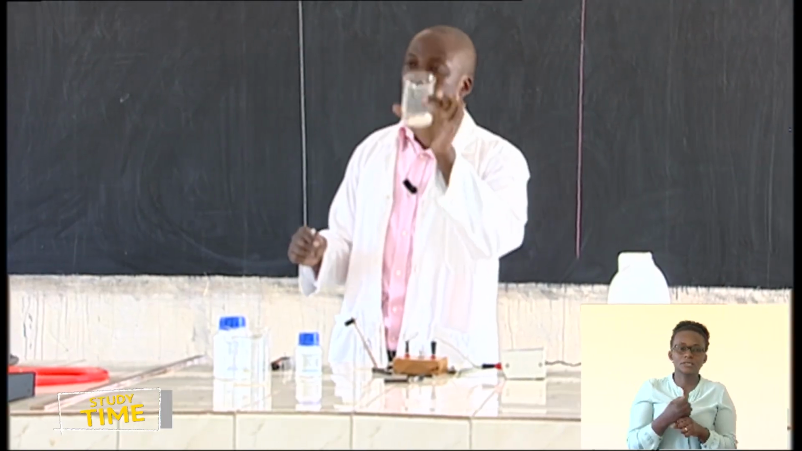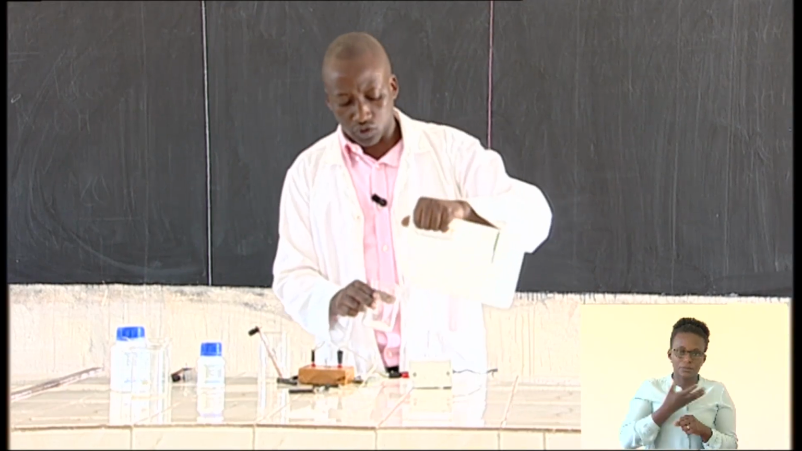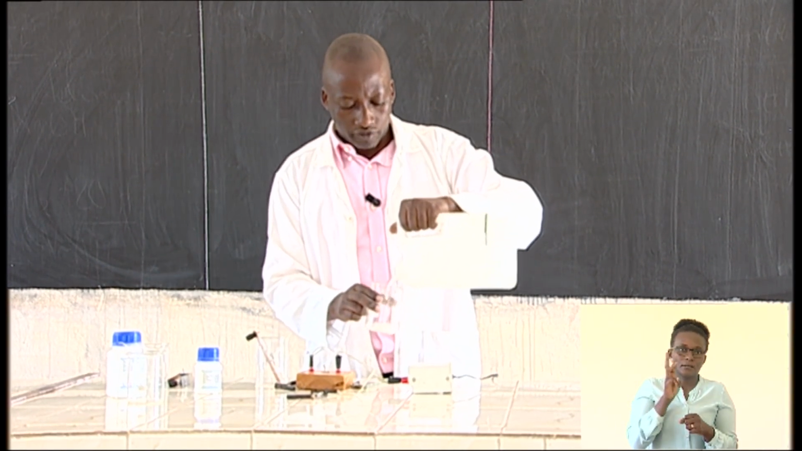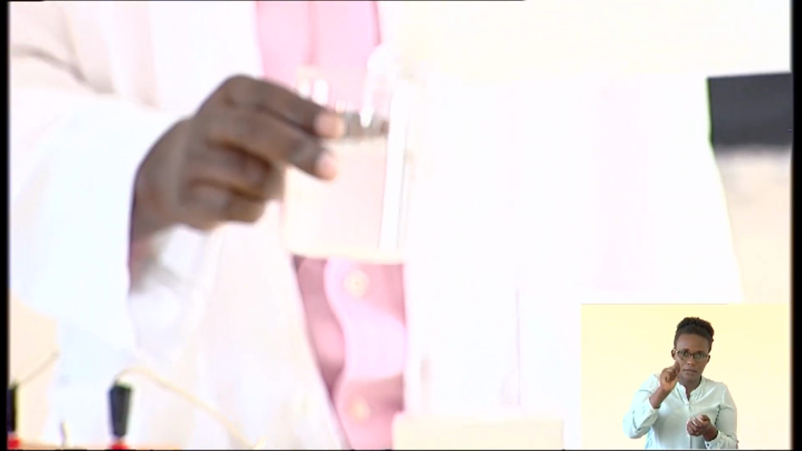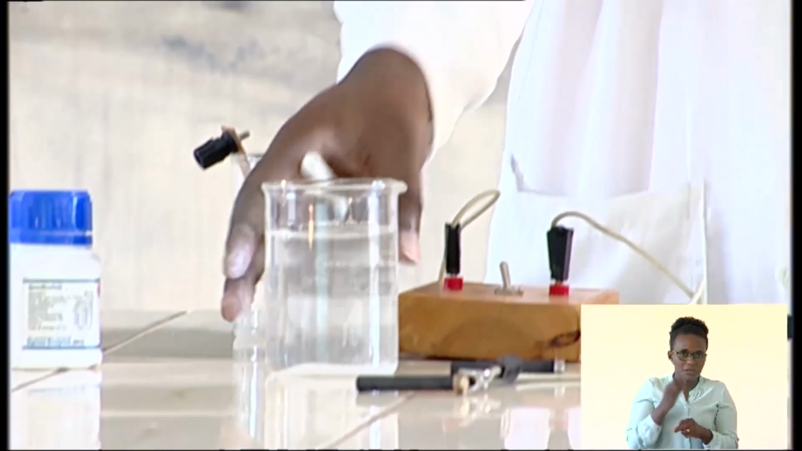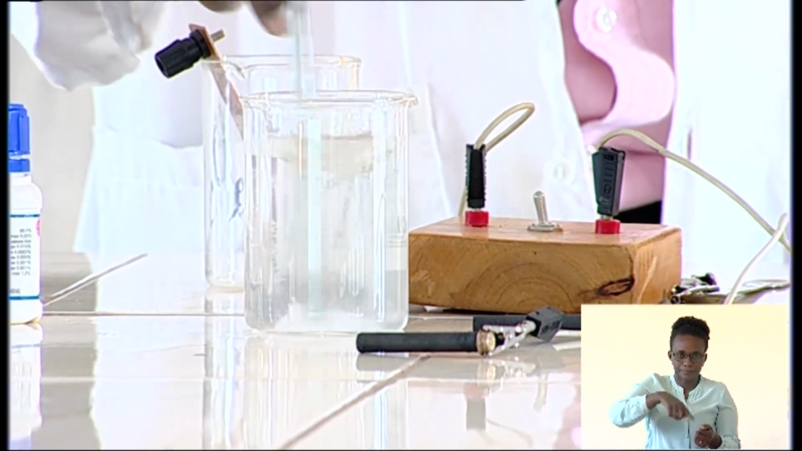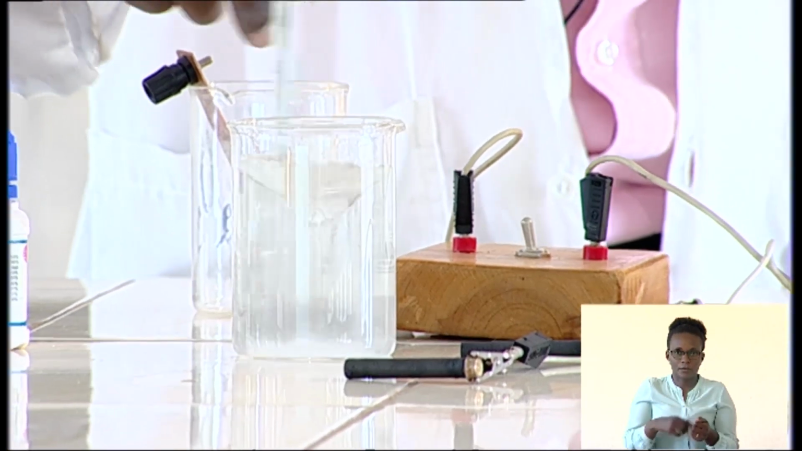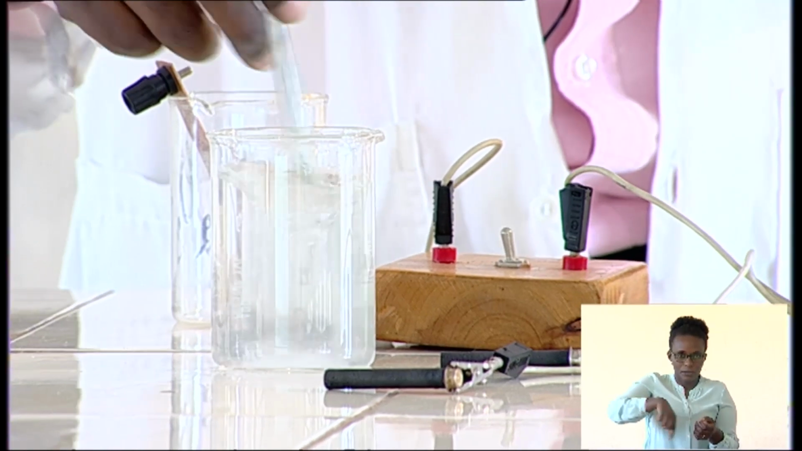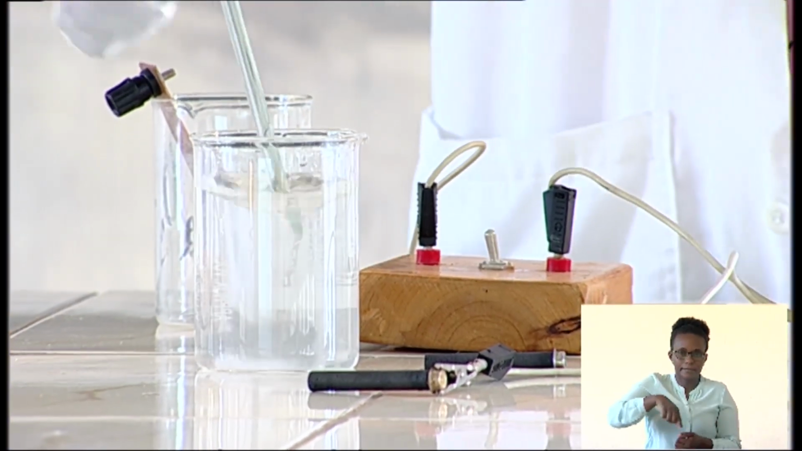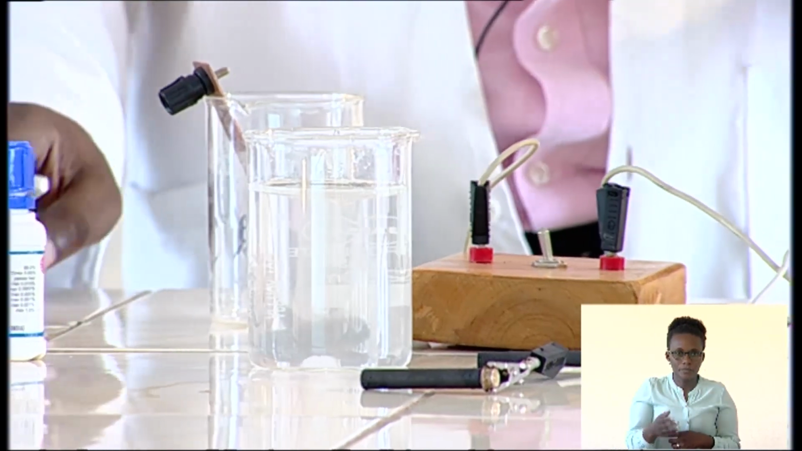Here we have sodium chloride, which is solid, and I have some distilled water. So I have to dissolve it in water. I have to add enough water to make sure it dissolves. Sodium chloride is very soluble, and all electrolytes must be soluble. So I'm making a solution of sodium chloride, and I'm just going to pass electric current.